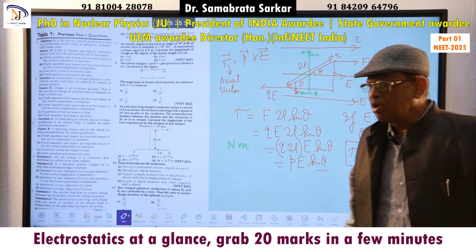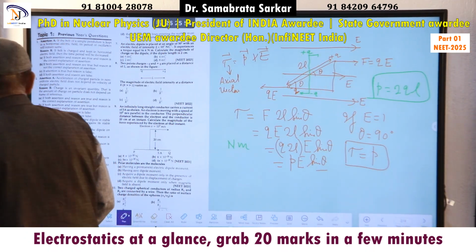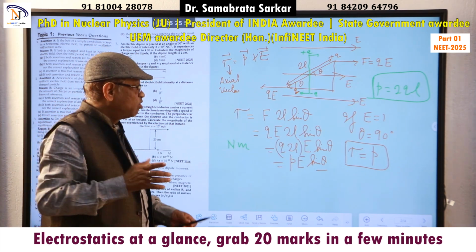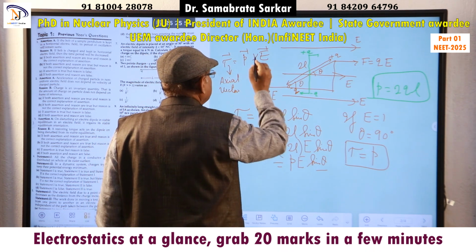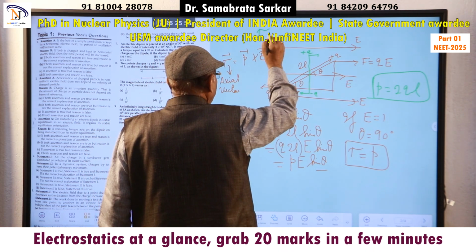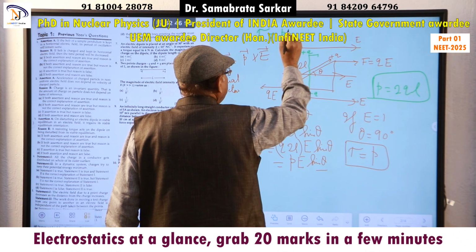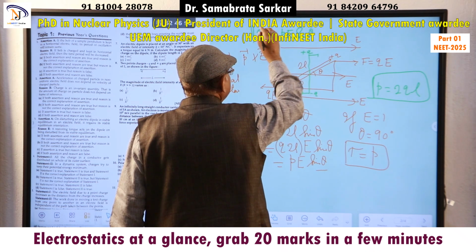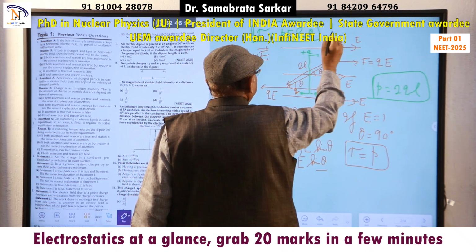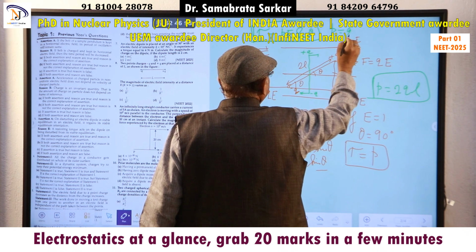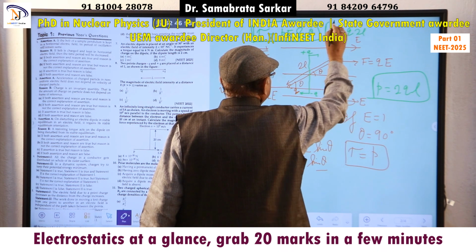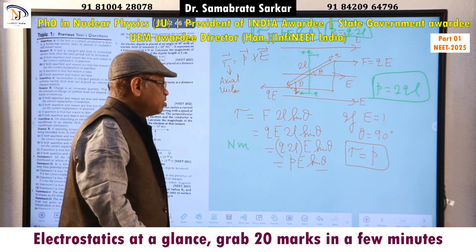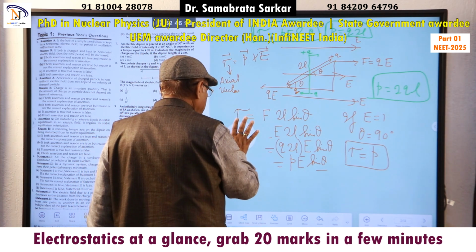Clear? Now I will tell you how I calculate. Perhaps these are easy for you to remember. Only what you have to remember, this relation: tau equals PE sine of theta. This is the relation. And another is P equals Q into 2L. This relation you have to remember, nothing else. Clear? Now I will tell you about dipole, problems on dipole.